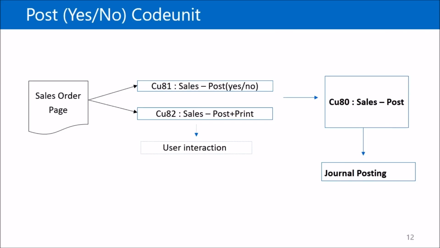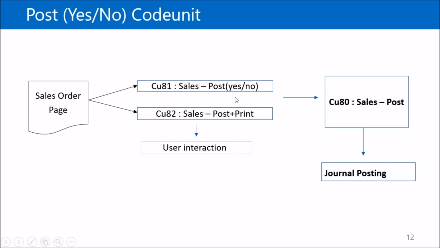The post yes/no Codeunit. You will notice that when you post a sales order, starting from the sales order page, for example, you might be asked a question: would you like to ship, invoice, ship and invoice, or would you like to print, and so on? These user interaction questions are asked by Codeunits 81 and 82 in this case, the sales post yes/no and the sales post and print.